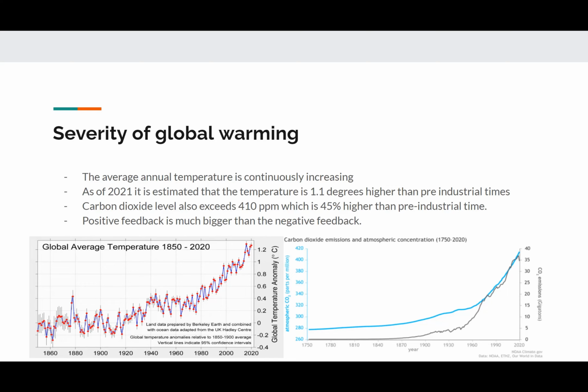This can lead to the question, why is there an increase in the severity of global warming even though there's positive and negative feedback occurring at the same time? The answer to this question is that the positive feedback is much bigger and occurring at a larger scale compared to the negative feedback. So that's why global warming is getting more severe as time passes by.